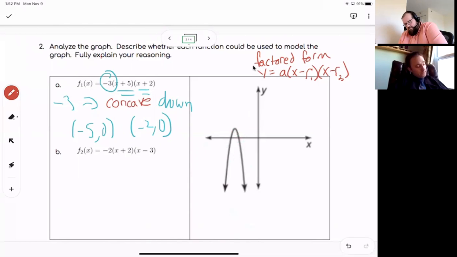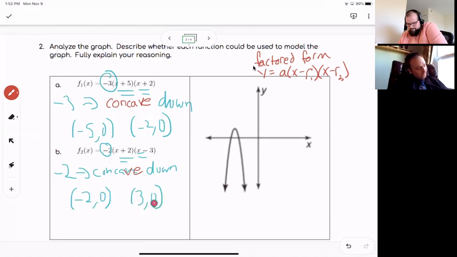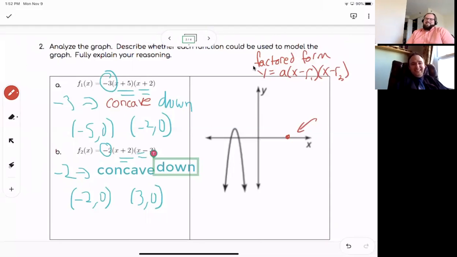And then you should do the same idea for B. For B, you should say, okay, that's got to be concave down again, with a -2. And then the zeros are -2, 0 and 3, 0. Either of these could believably be -2, 0, depending on the scale. But 3, 0 would have to be somewhere on the positive side of the x-axis. So I feel like this one doesn't work because of that. I agree.